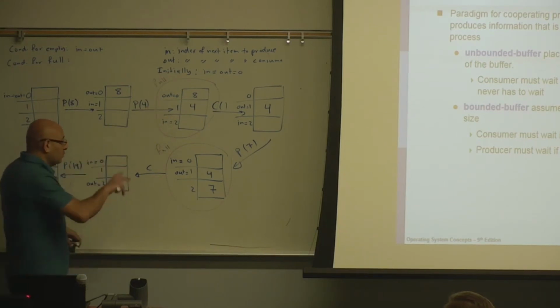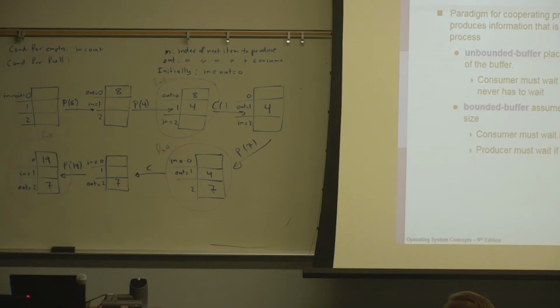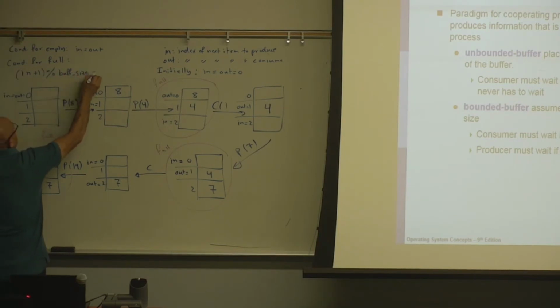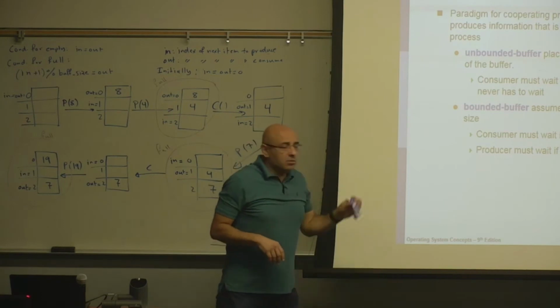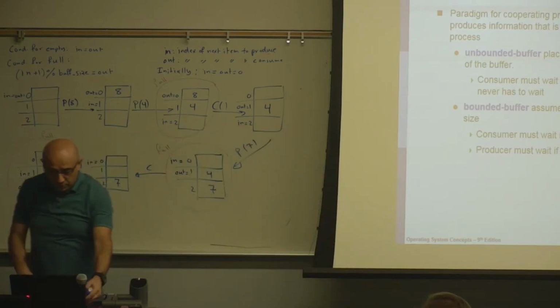So if we do the incrementation of in, if we add 1 to in in a circular manner, it will be equal to out in all three cases. So the condition for full is this: in plus 1 mod buffer size equals out. Okay?